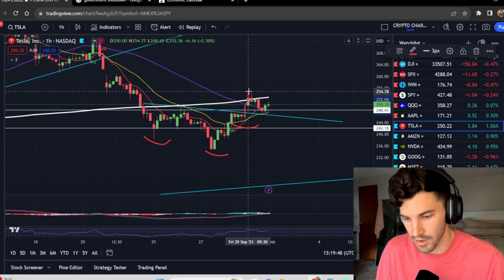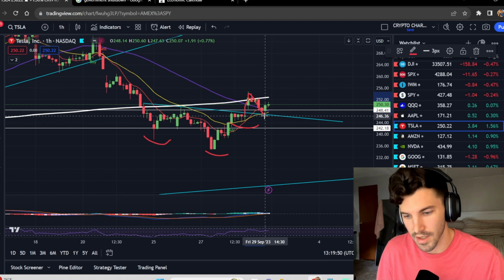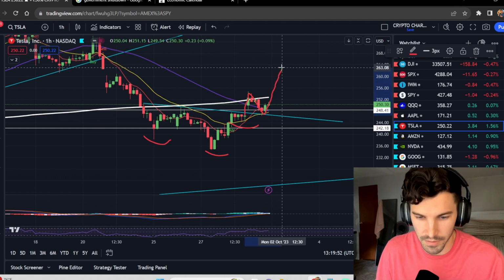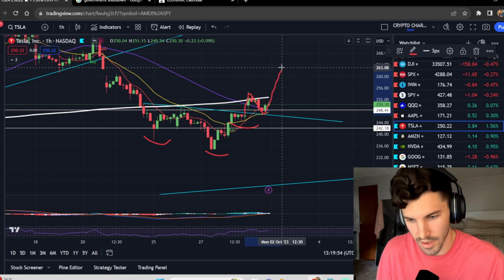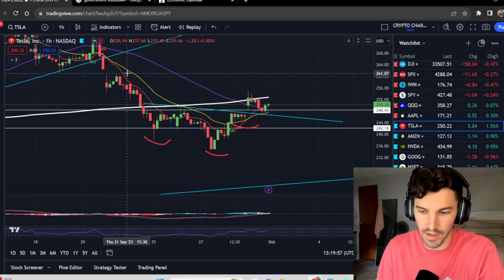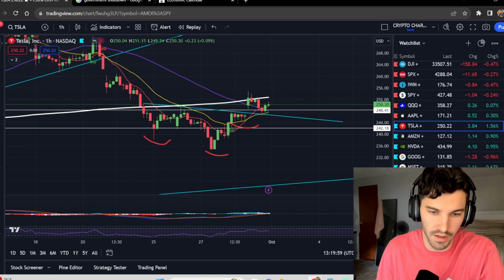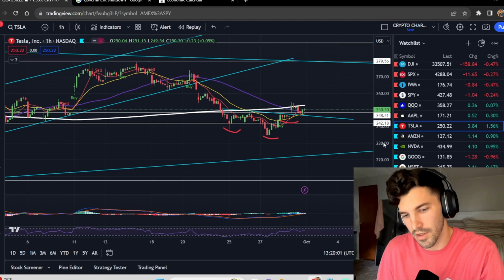That actually played out, so good job. And now we're getting that retest, and we need to see more strength from this area to go fill this gap around 263. As far as how high this can go on the bull side, if we are looking bullish this week, we just want to zoom out.